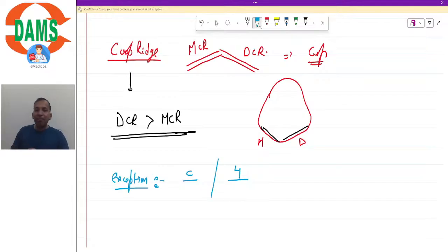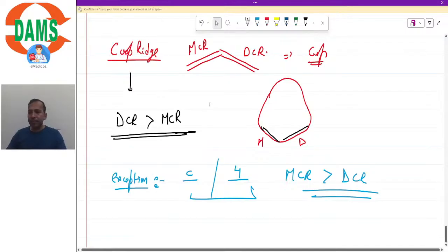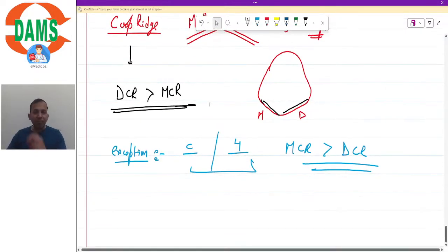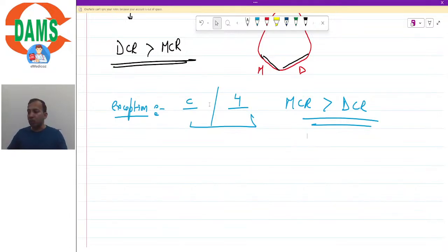Also, the maxillary first premolar is an exception. There too, the mesial cusp ridge is longer than the distal cusp ridge. So these are the only two teeth where the mesial cusp ridge is longer than the distal cusp ridge, right? Apart from these two teeth, in all other teeth, the distal cusp ridge is longer. I hope it's clear. There are no exceptions apart from maxillary deciduous canine and maxillary first premolar.